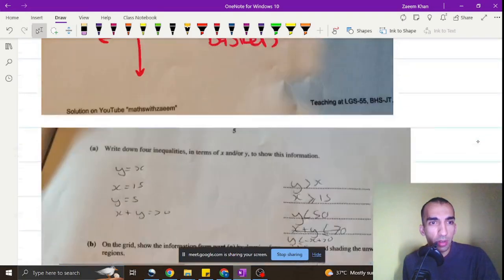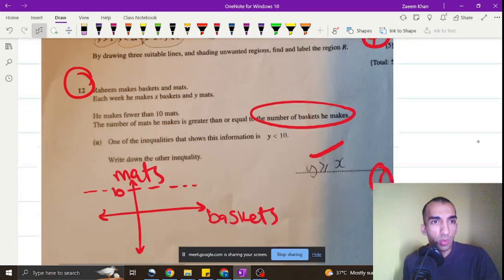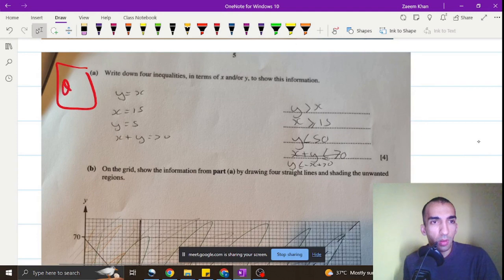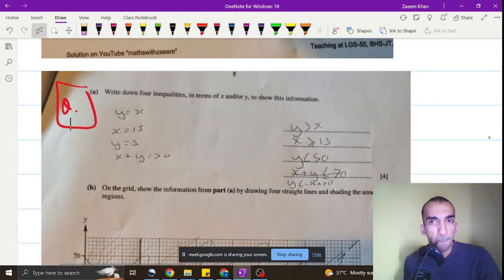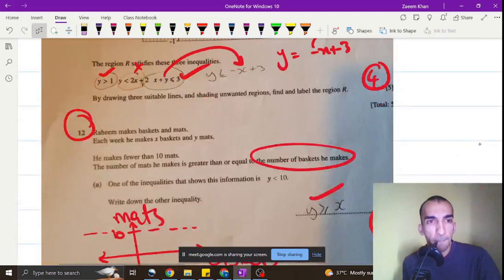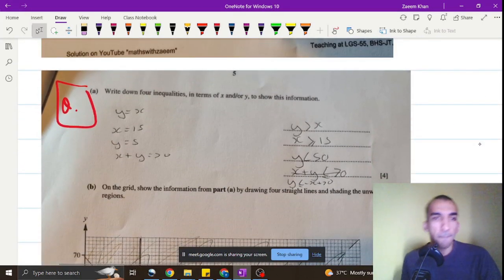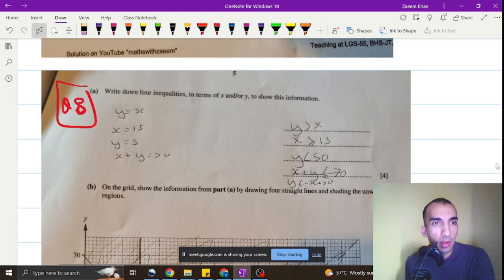Is this the same question? No, this is question 12. This one was 12. Which one is this one? Oh wait, that was question 7, 8. Question 8. Sorry, it's question number 8. All right, I wrote it down wrong.